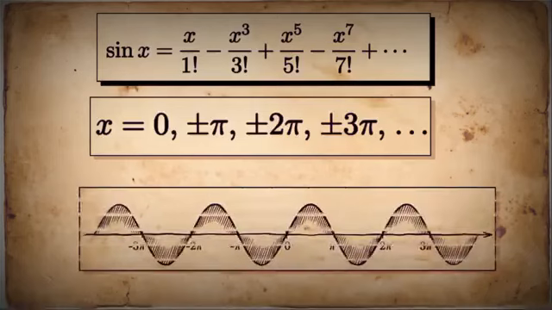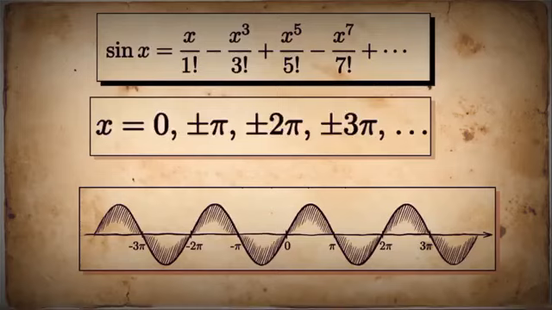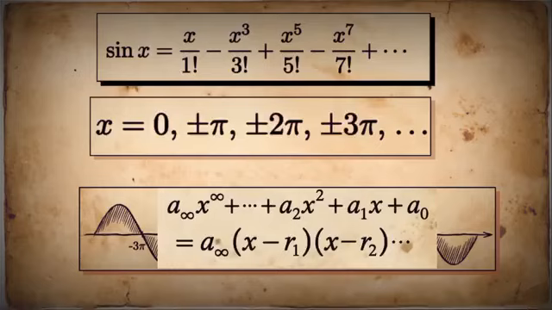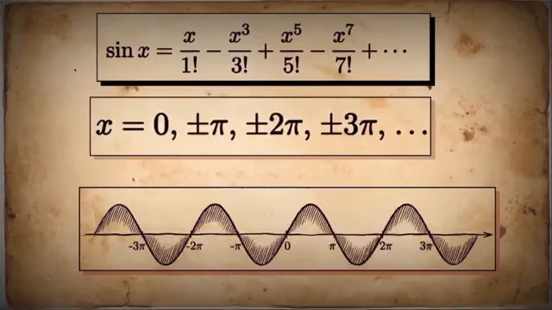Plotting the sine function confirms this. The curve crosses the horizontal axis at exactly 0, plus and minus pi, plus and minus 2 pi, plus and minus 3 pi, and so on forever in both directions. For an ordinary polynomial, once you know all the roots, you can write the polynomial as a product of linear factors, one for each root.